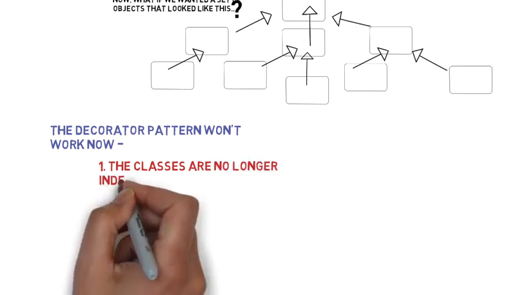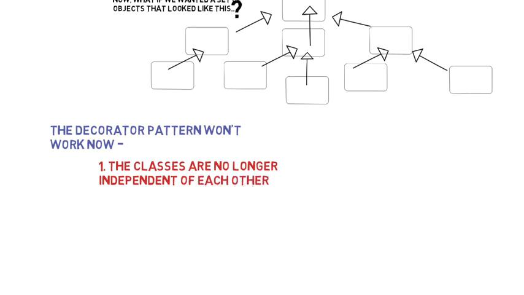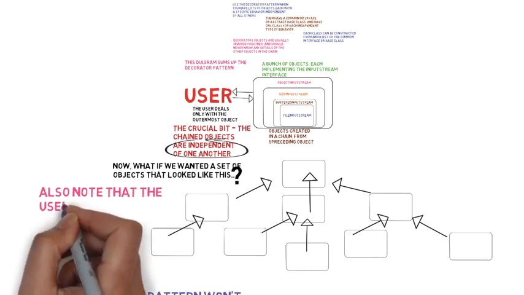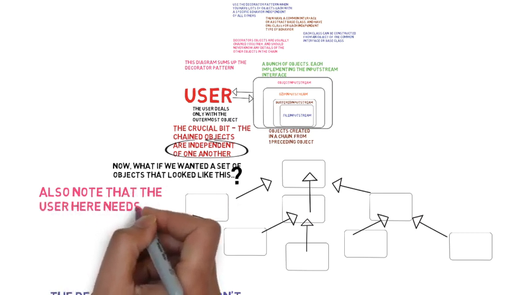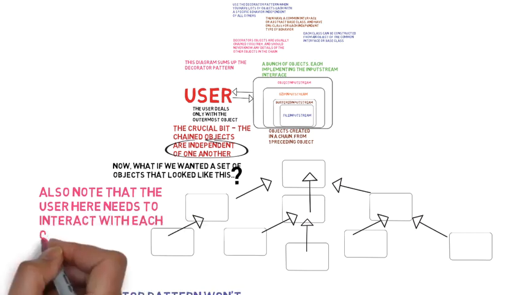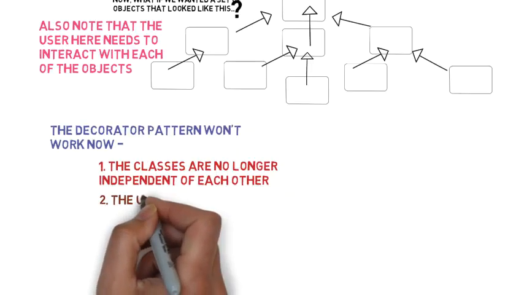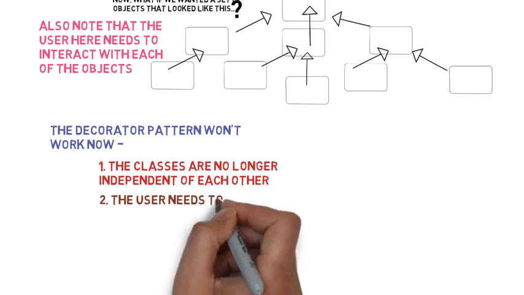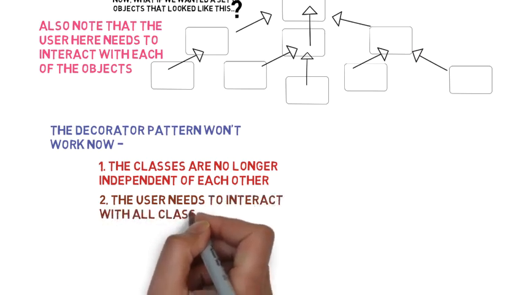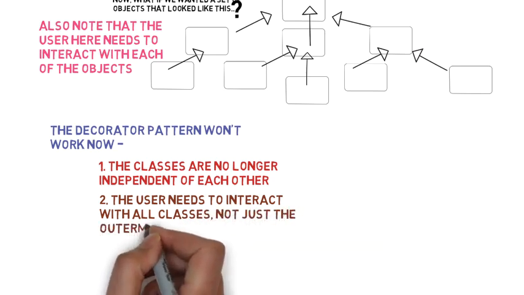The first reason is that the classes are no longer independent of each other. They're dependent on each other in a multitude of ways. Also, the user here needs to interact with each of the objects. So the user not only interacts with each of the objects, the user also needs to interact with the structure as a whole. Both of these should be possible. The user needs to interact with all the classes, not just the outermost one. Again, nothing like the decorator.